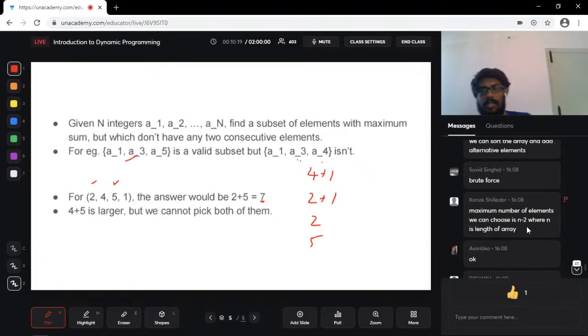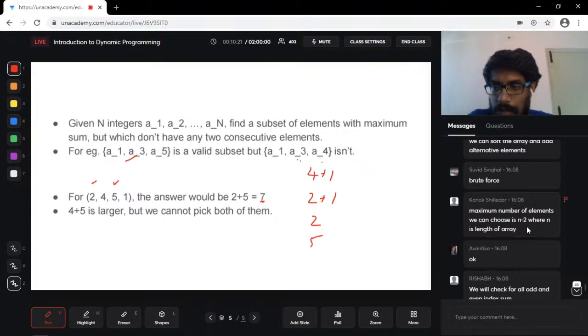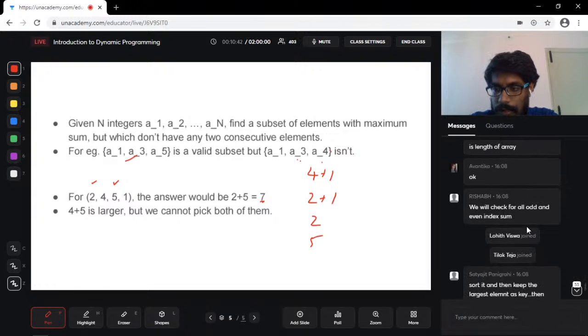Okay, so Kanak is saying something interesting. He's trying to figure out what is the maximum number of elements you can choose. That is an interesting question to think about. So let's answer that first. Given 4 elements, do you all agree that the maximum number of elements I can pick in a valid subset is 2? I hope everyone agrees with that.